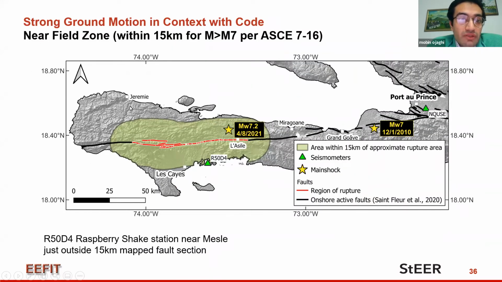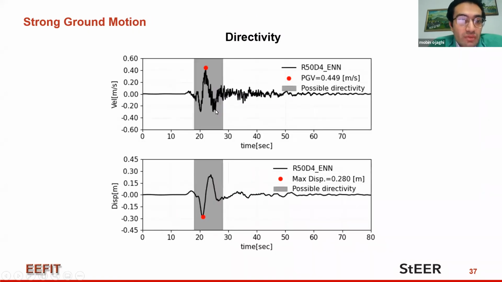Here is a map considering the potential near-field zone per the ASCE 7 code. Considering the 15-kilometer band from the region of rupture, it indicates that this region of Haiti could mostly be considered a near-field zone, and this should influence design. The station record is just over 15 kilometers away, and so might be considered as a suitable far-field record for a code comparison. Next slide. It's noted, considering velocity data, a pulse indicating potential directivity can still be found in the record. Next slide.